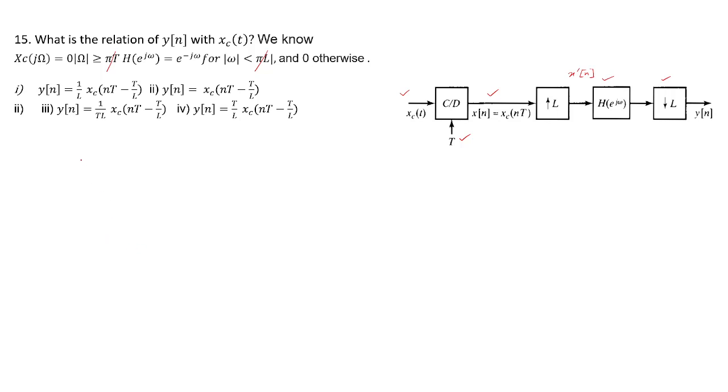Okay, fine. So x dash of n is the upsampled version of x[n]. So x dash of n we can write as x[n/L], which also can be written as x_c of nT over L. Now we see that H(e^{j omega}), the frequency response of the filter, is given as e to the power minus j omega for this region only, pi over L.